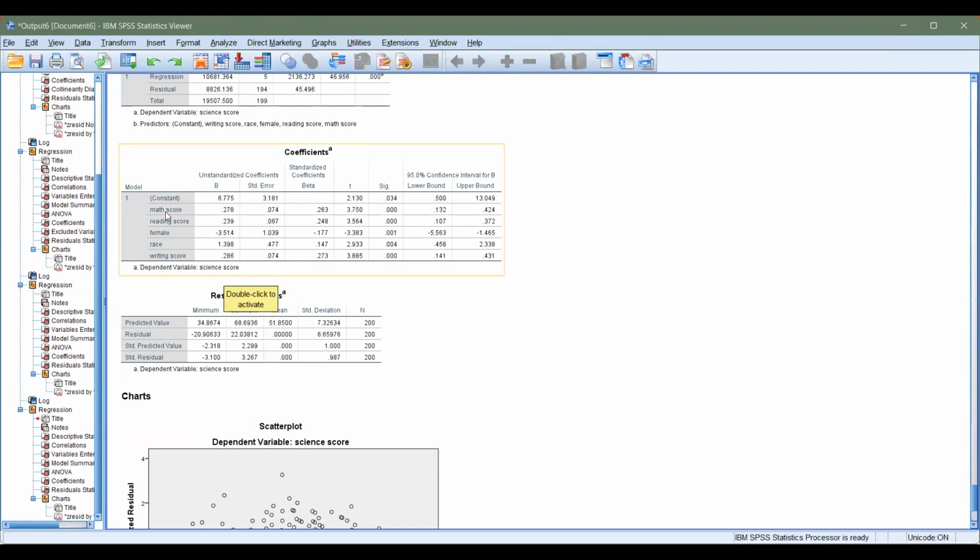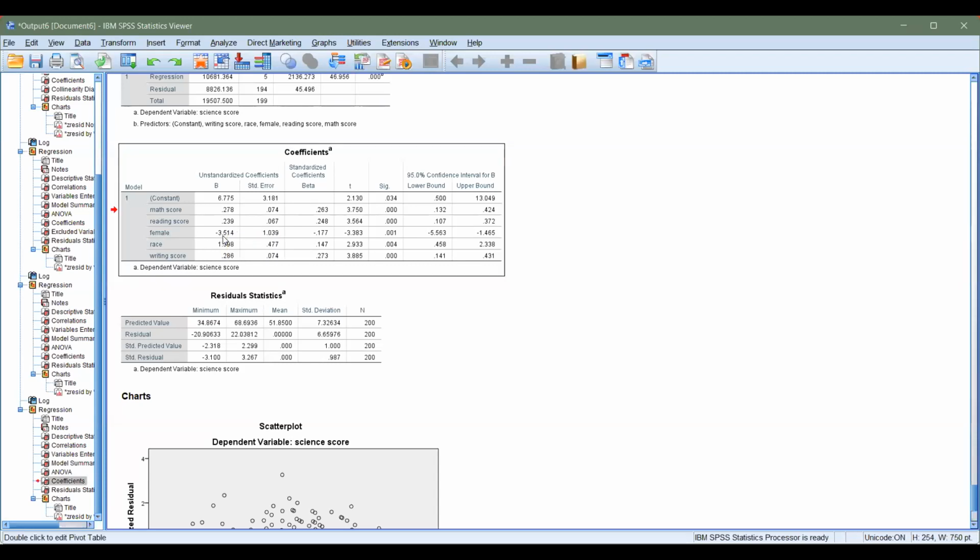Now if we have to define the maths score, what it is saying in the interpretation is that if the maths score is increasing by 0.27 unit, that means the science score will increase by 1 unit. Similarly for the reading score, if the reading score is increasing by 0.24, in 2 decimal points, then the science score will increase by 1 unit.